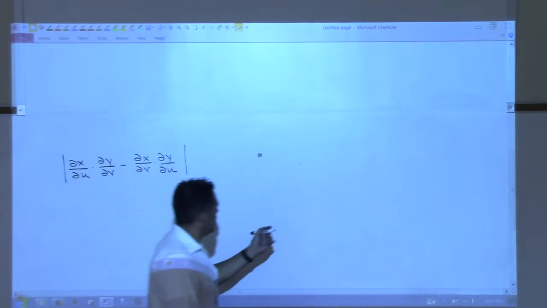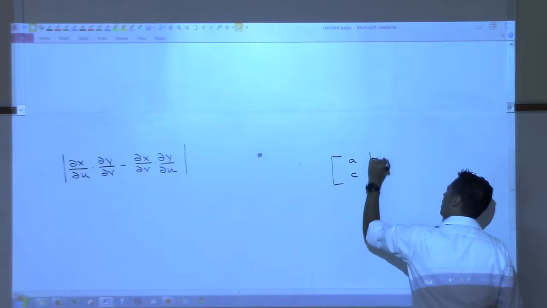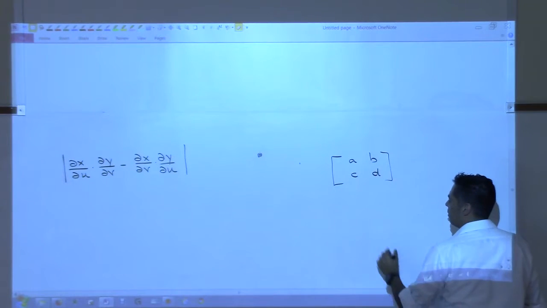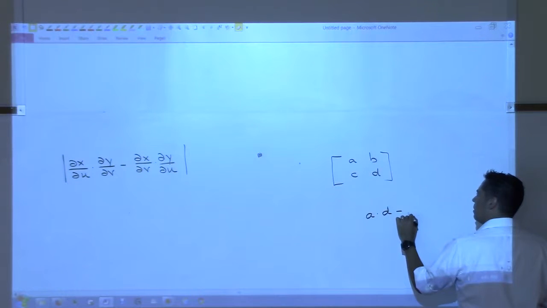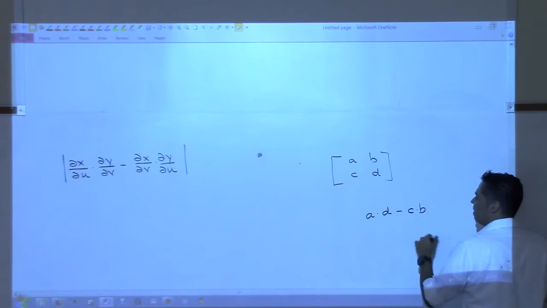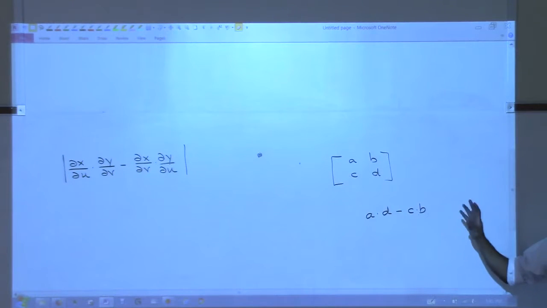So if you have a 2 by 2 matrix, A, B, C, D, what is the determinant of this matrix? A times D minus C times B, or B times C, right? So it's this and that. We've done that when we were doing cross products. We've had to do a bunch of determinants, haven't we?